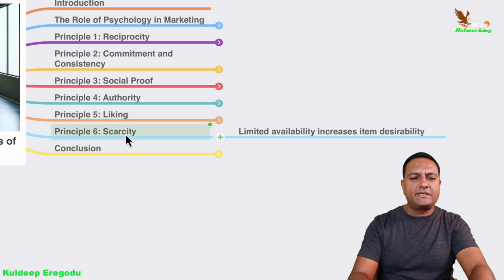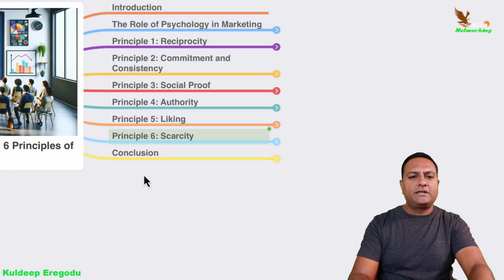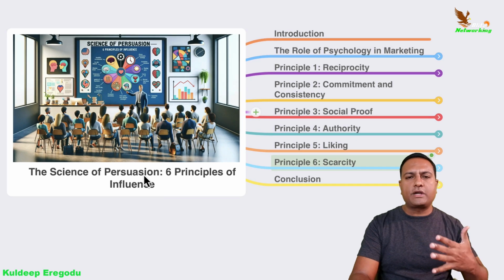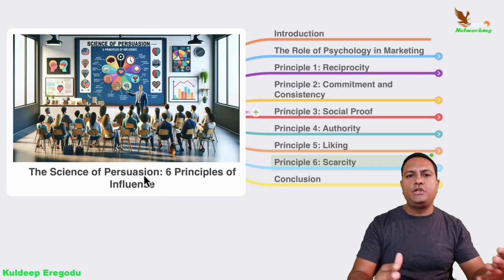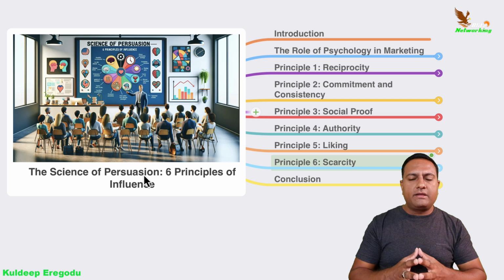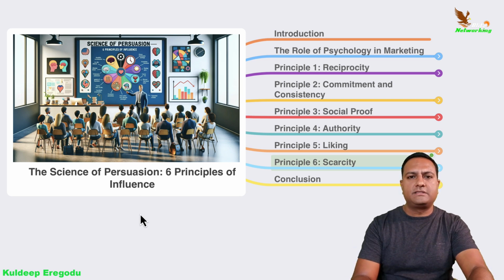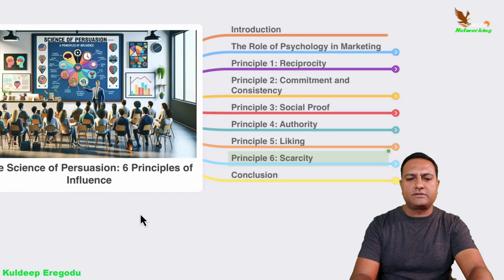So these were the 6 most important principles which you need to adopt in your business strategy. That way you'll be able to persuade people to purchase your products and services. The 6 principles of influence. Okay.